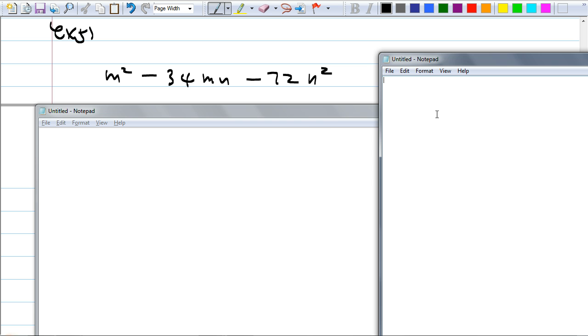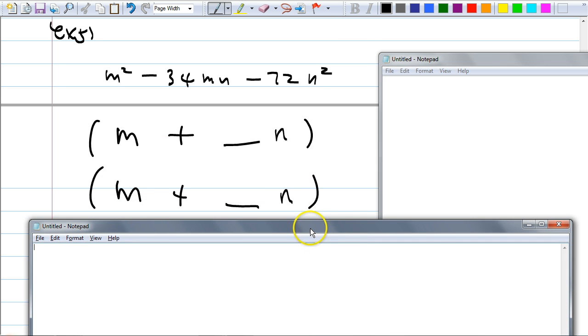So, I saw a lot of you started off with this format. That's really good, okay? Because you know you need m's here and n's here, right? To get n squared at the end and m, right? Now we just have to look at the factors of 72.